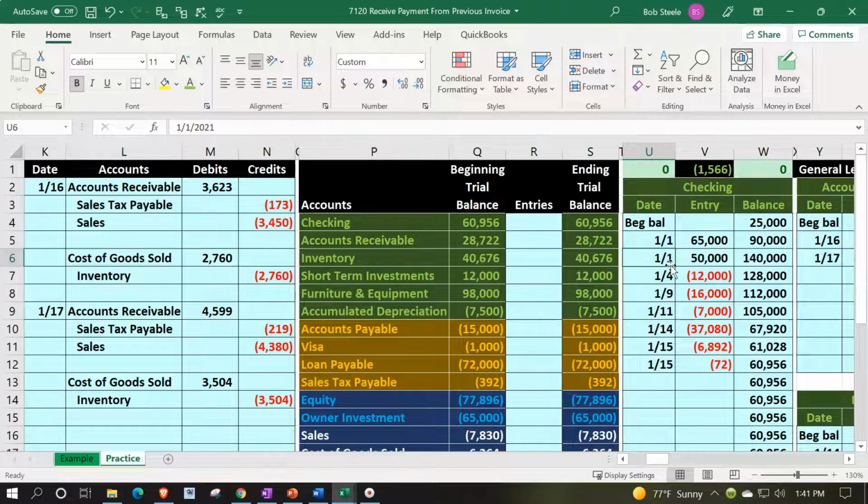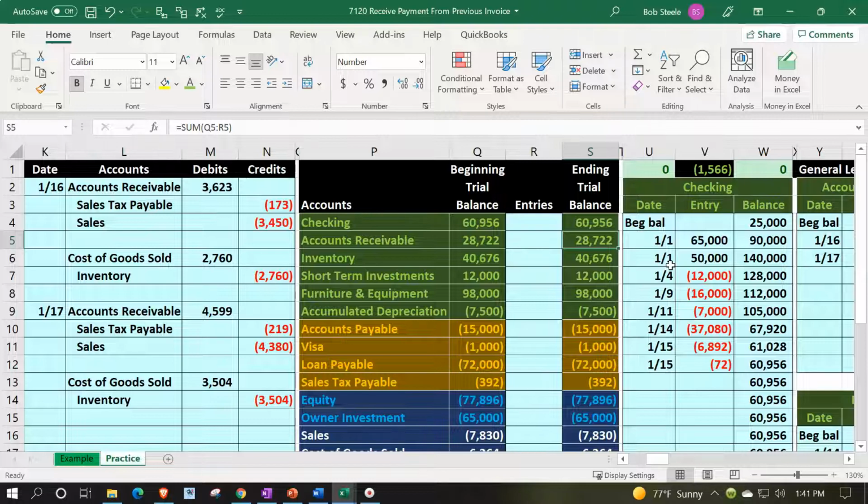So now that we have set up, let's take a look at the subsidiary ledger. This accounts receivable represents who owes us money. The subsidiary ledger, this accounts receivable represents how much people owe us.